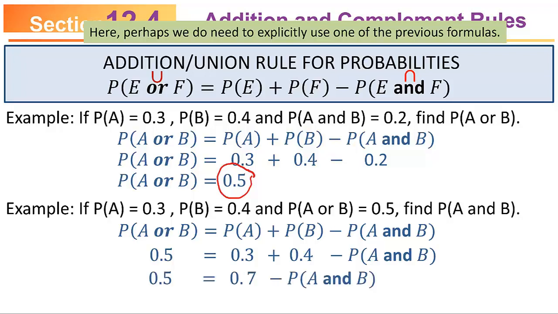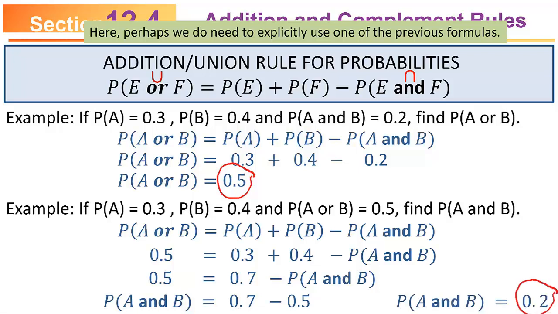It becomes a small algebra problem, but it's easy enough. 0.3 plus 0.4 is 0.7. If you move the negative probability to the left and move the 0.5 to the other side, making it negative, you'll end up finding that the probability of A and B is 0.7 minus 0.5, which is 0.2. These are both examples where using the addition or union rule for probabilities is the most straightforward way to solve the problem.